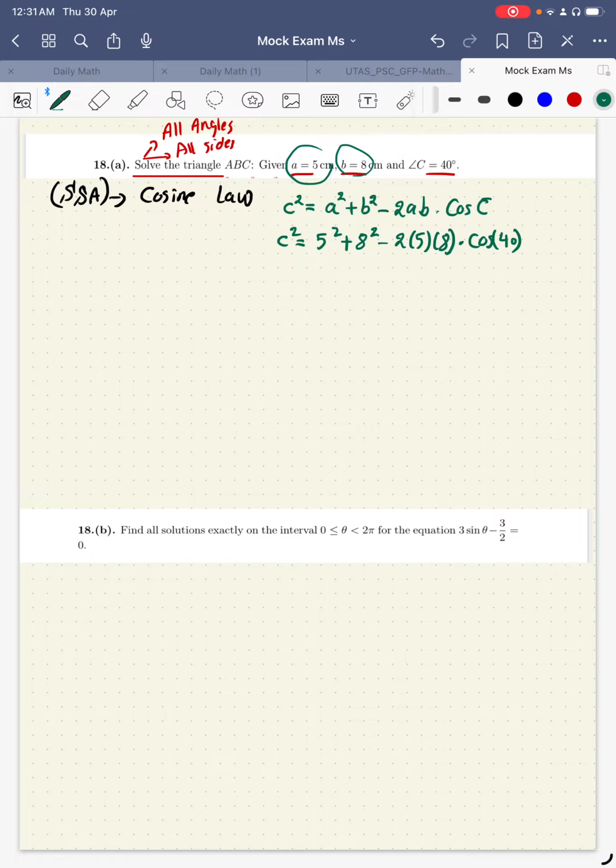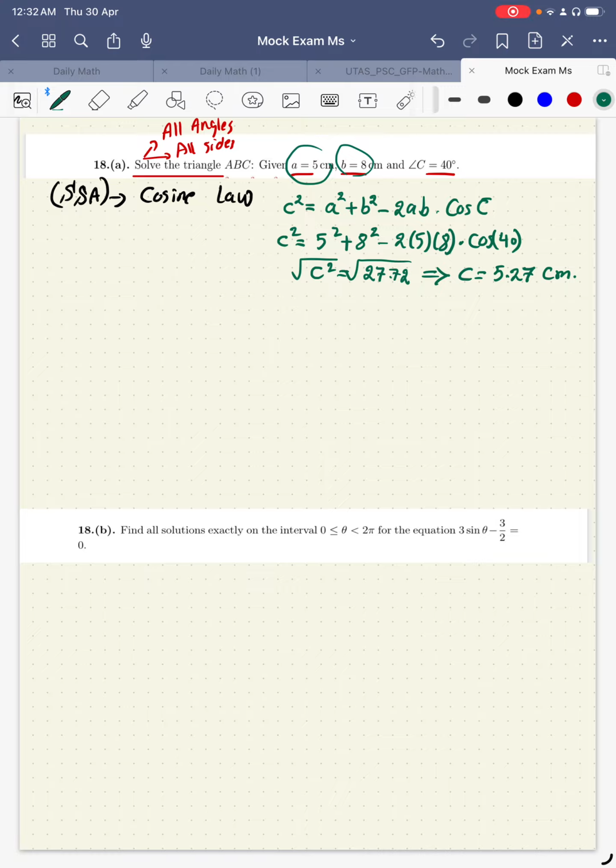If I use the calculator to compute all of that, I get that c squared equals about 27.72. I take the square root of both sides to get c, so c is 5.27 meters, or centimeters in this case. Okay, so that's the small c. Why did I use the cosine law and not the sine law? Because I have the SSA case: they gave me two sides and an angle, and the given angle has no opposite side given. In this case I use the cosine law.